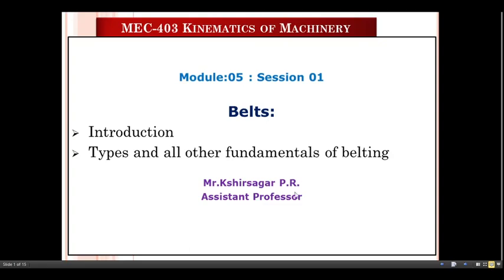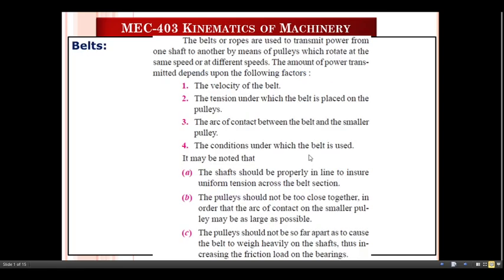Hello friends, welcome to video lecture on kinematics of machinery. In today's session, we'll learn about the belts topic. Under this, we'll study introduction and types and other fundamentals of belting. So let us continue with the belt.